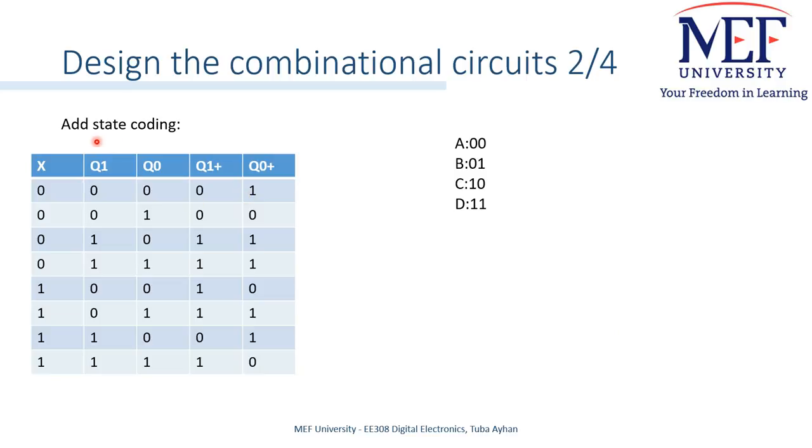Then we are adding the state codes. Now I have 2 bits for each state, Q1 and Q0. So when the state is 00 and input is 0, next state will be 01, which denotes the state B.